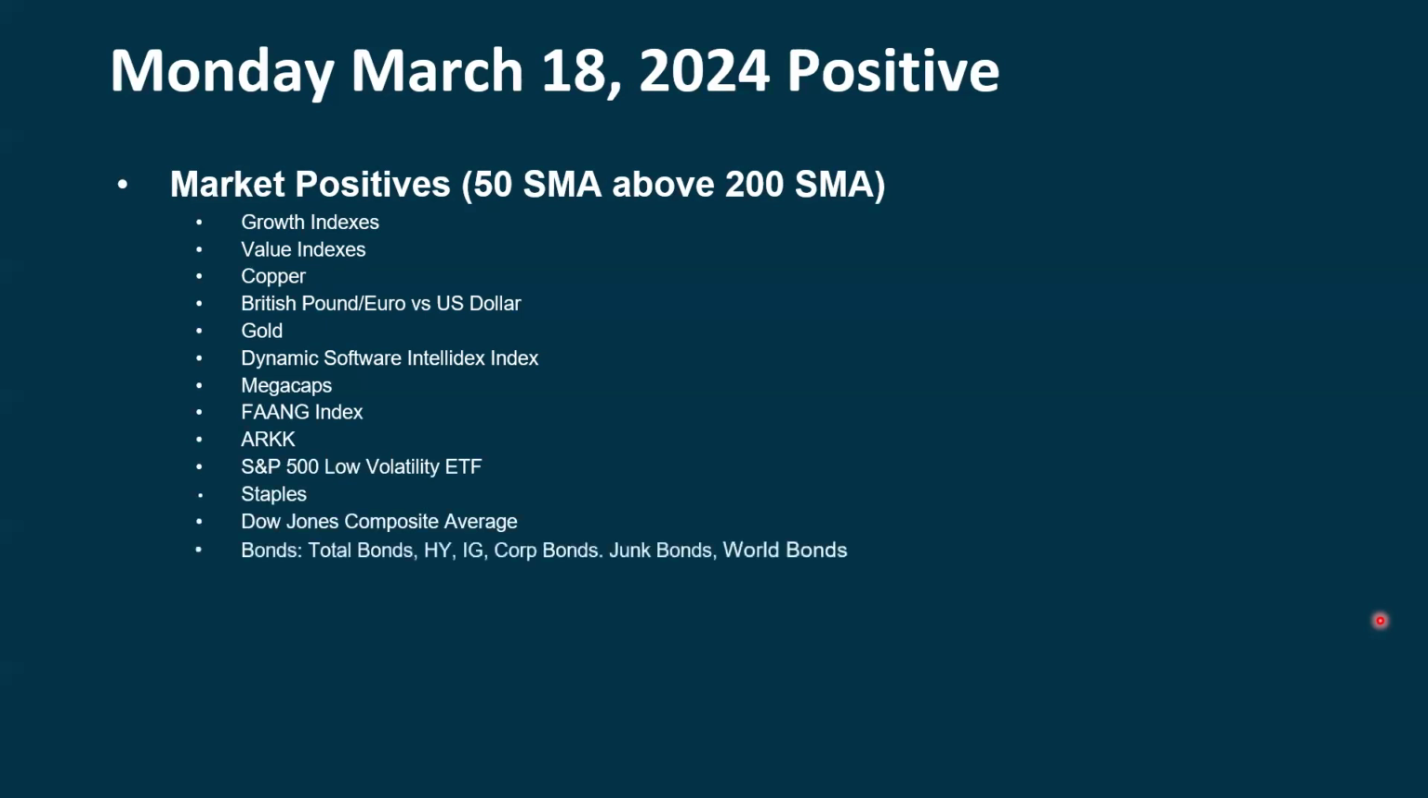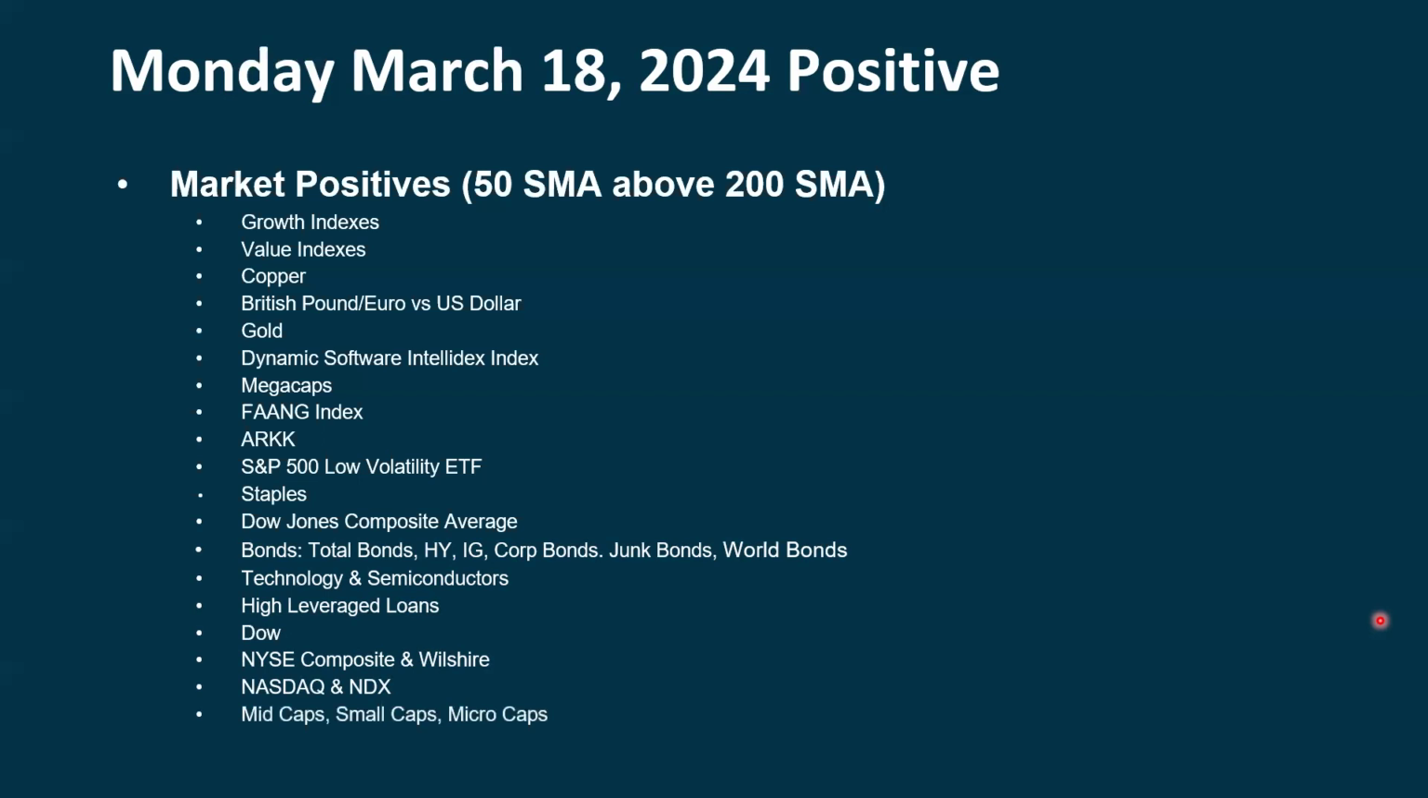Jones Composite Average, all the different bonds that we look at based on price, the tech sector as well as semiconductors, high leverage loans, the Dow, the NYSE Composite, as well as the Wilshire. Those are two broad market measures that we use. The NASDAQ and NASDAQ 100, the mid caps, small caps, and micro caps. Even though small caps have been very frustrating, they are still in a longer term uptrend. All stocks, emerging markets, and then if you can see at the bottom, it should be Bitcoin.